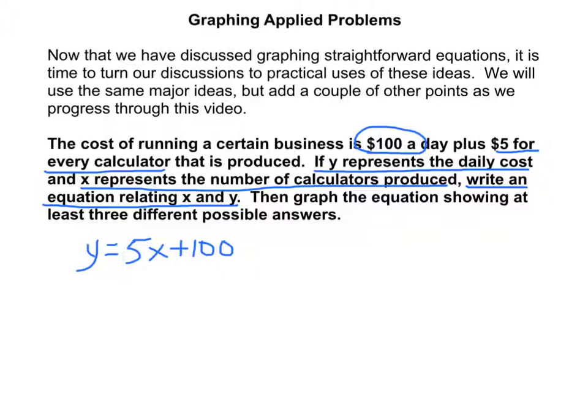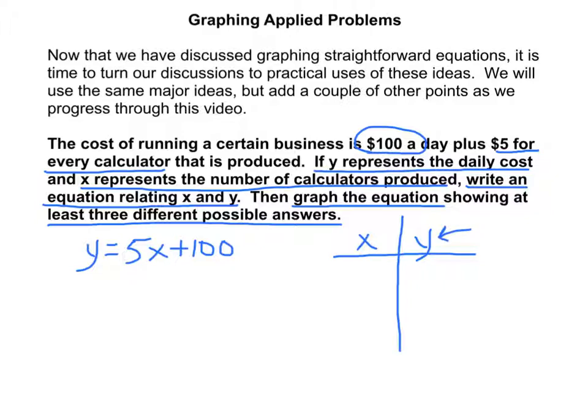Then it tells me that I should graph the equation, giving at least 3 different possible answers. This particular equation is written in slope-intercept form, and when we talked about slope-intercept form, we said that there were really a couple of different ways that we could graph it. One way to graph it would be to set up a table of values and go through and figure out some points. Now, since this is an applied problem, one thing I would also do is say what the Y is equal to and what the X is equal to in my table.